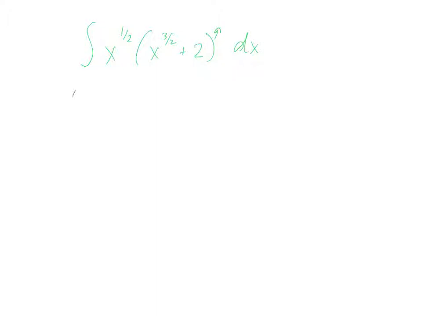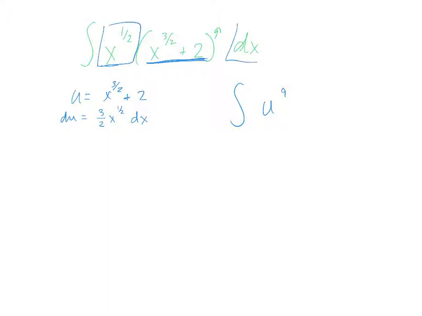As always, start out with, between x to the 1/2 and x to the 3/2 plus 2, the higher exponent, the more complicated expression, is x to the 3/2 plus 2. The derivative of that would become 3 over 2 x to the 1/2 dx. So when I'm replacing, my original u term is going to be u to the 9th. I am left with x to the 1/2 dx, which is right here.